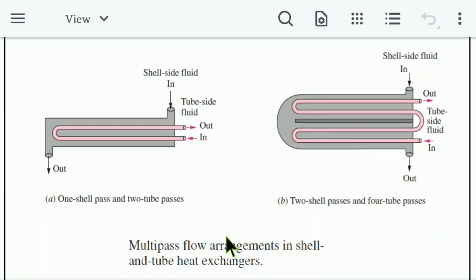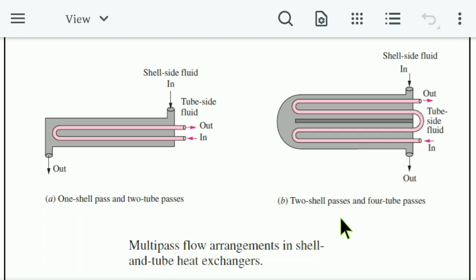Multiple flow arrangements in shell and tube heat exchangers. The first figure is one shell pass and two tube passes. Fluid comes from this and out from this. Tube side fluid, shell side fluid in, shell side fluid out.